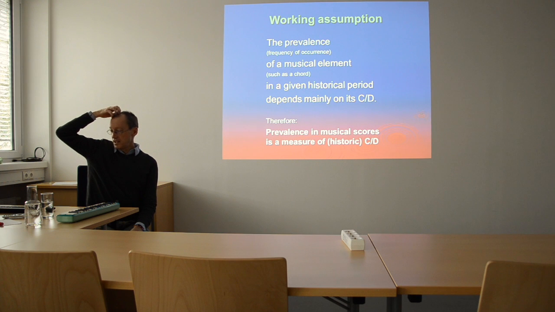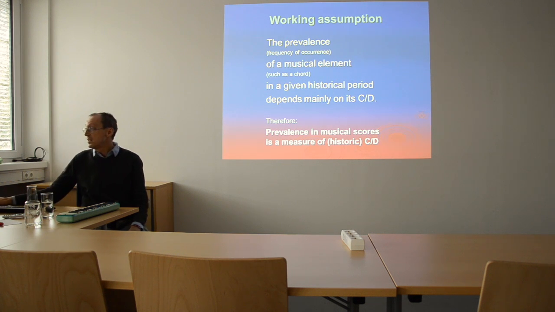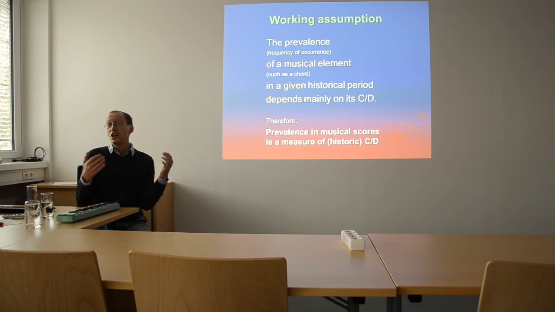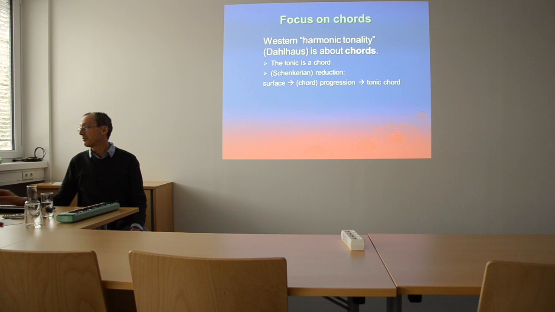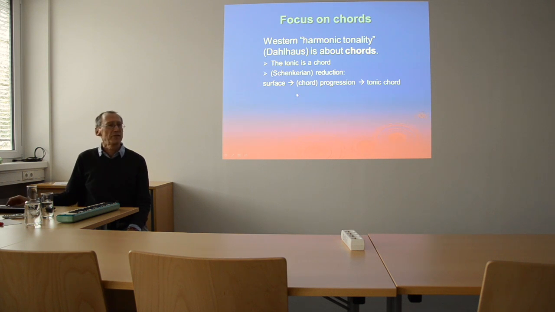So here is my assumption about the frequency of occurrence of a chord. How often does a chord happen? The prevalence, I'm using this word like Häufigkeit in German, of a musical element, which could be a chord or any pattern, in a given historical period, which could be medieval, depends mainly on its consonance and dissonance. That's what I'm saying here, CD. I'm going to assume that the prevalence, how often something happens in a musical score, is a measure of its consonance at the time when the music was written, which is different from today. And I'm going to talk about chords because I think chords are the foundation of tonality. I'm sorry, I'm going very fast today. I'm assuming that musical chords are the foundation of tonality.